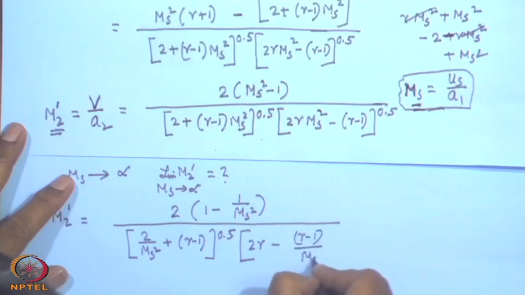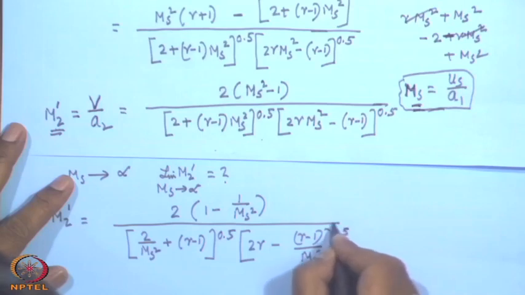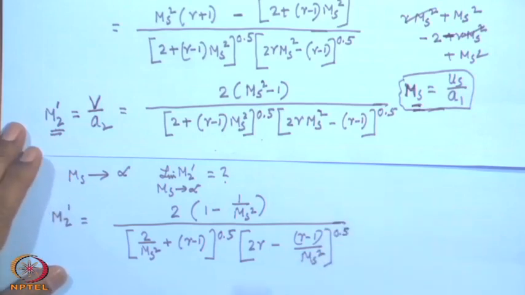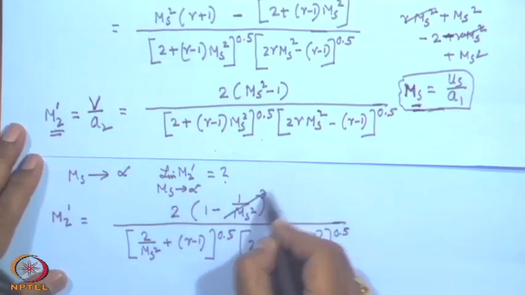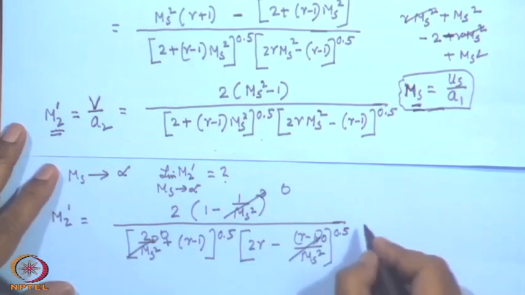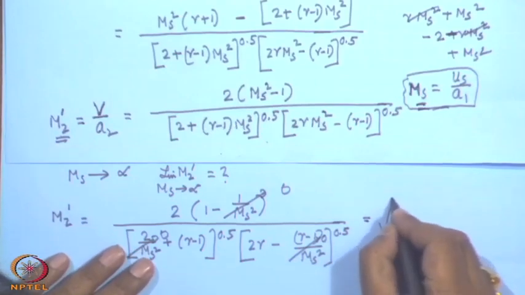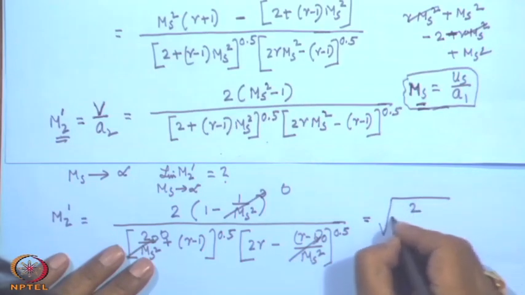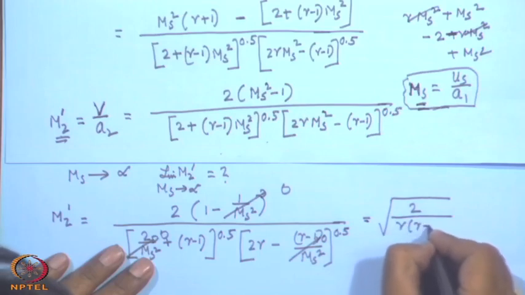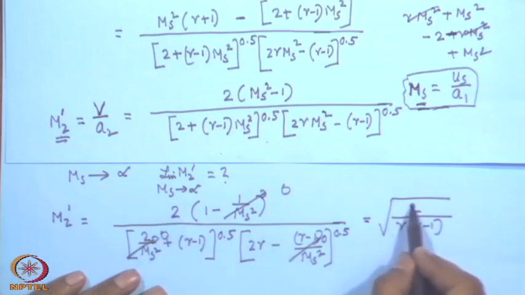So beautiful, that means this gives us an indication that there is a finite limiting value. So when Ms tends to infinity, it is 0, it is 0, and it is 0. So the limiting value is root over 2 by gamma into gamma minus 1, and the 2 under the root will go up.